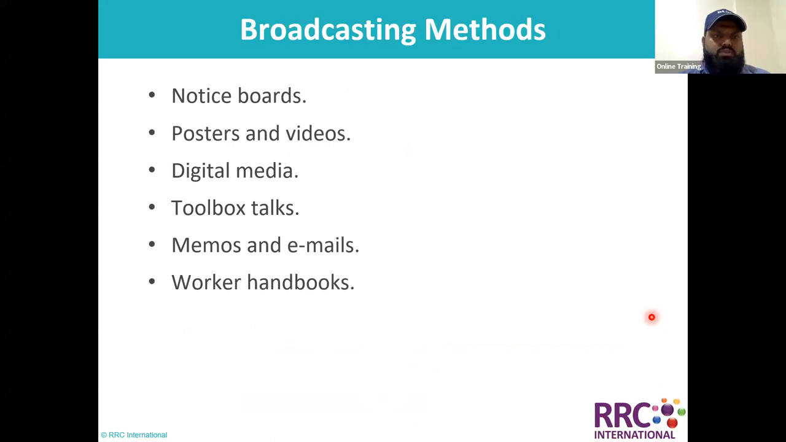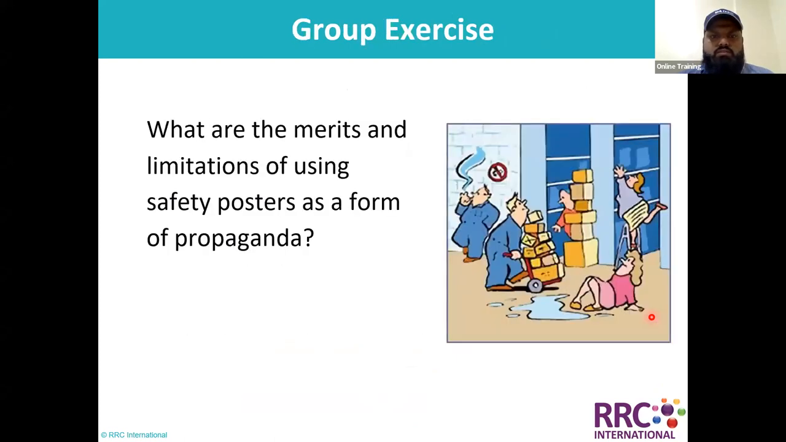For example, notice boards, posters, digital media, toolbox charts, memos, email, workers' handbook. Then there was an assignment, a group discussion on the merits and demerits, or limitations, of using safety posters as a form of propaganda.